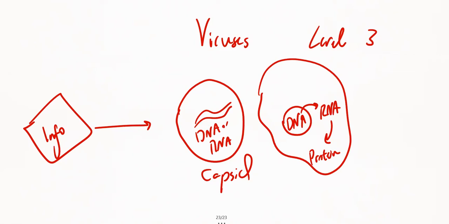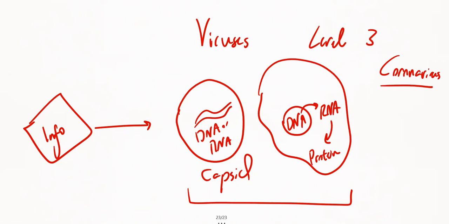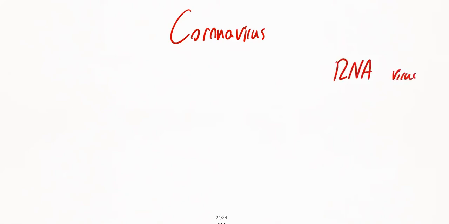In this video, we're going to try and combine these two things together and try to understand how viruses, such as the coronavirus, behave. So, the coronavirus is an example of a virus that is an RNA virus. And it's called corona, coming from a word that means crown.